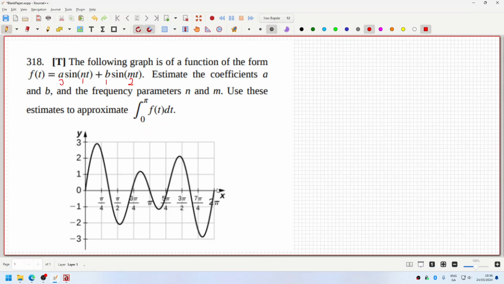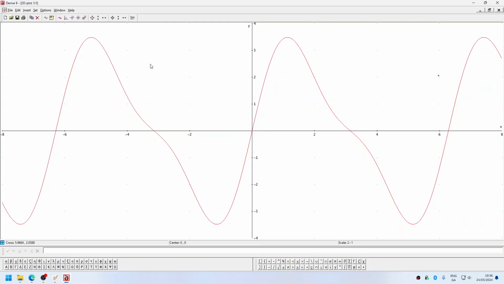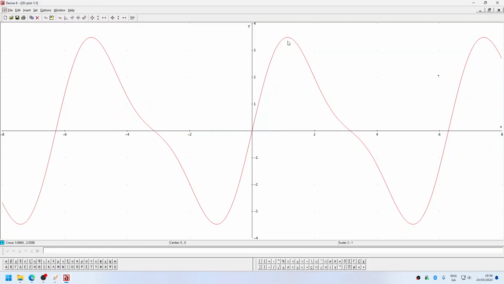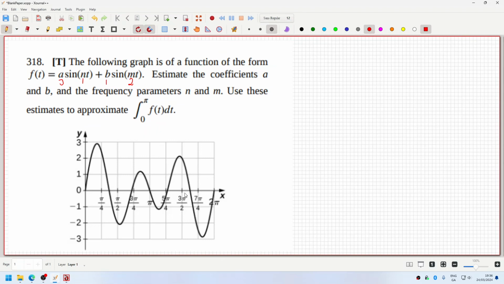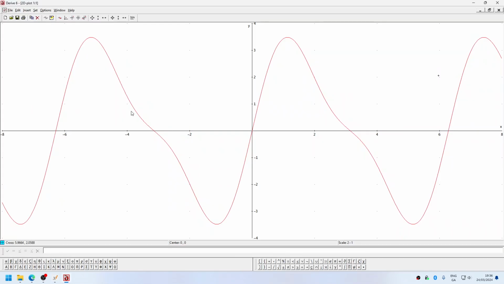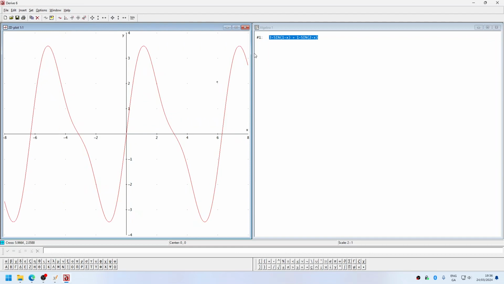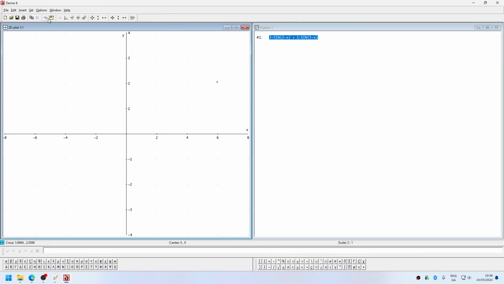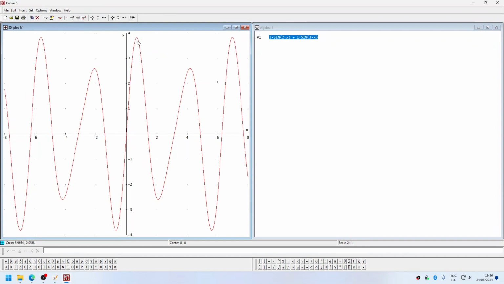Hmm. Okay. I mean, it goes up pi over 4. That's about 0.75. So it's going a little too fast. Okay. What about if I make this one 3 2? That looks a bit more promising, but it's going a bit too high.